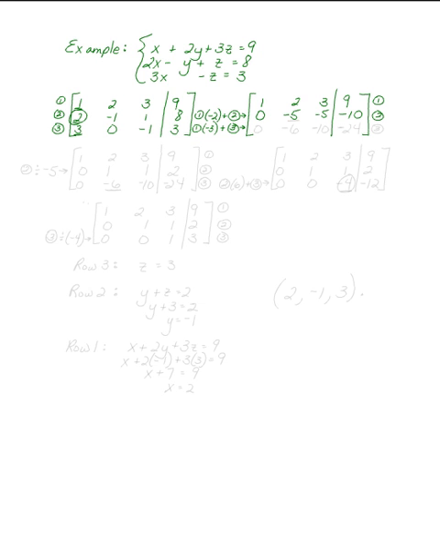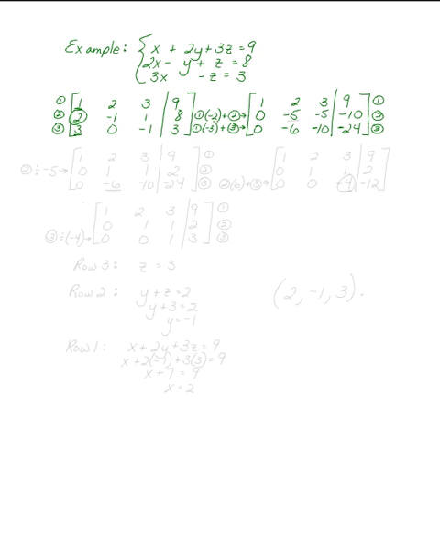And so 1 times -3 is -3 plus 3 gets me the 0 I want. 2 times -3 is -6 plus 0 is -6. 3 times -3 is -9 minus 1 is -10. And 9 times -3 is -27 plus 3 is -24. Okay, and that's our new row 3.